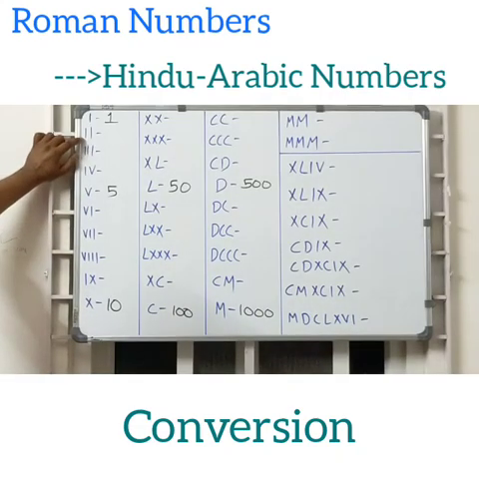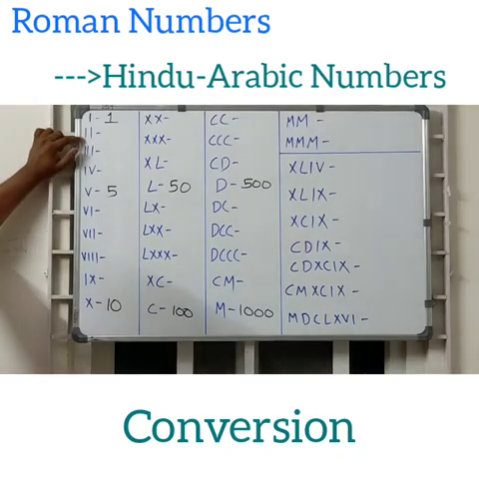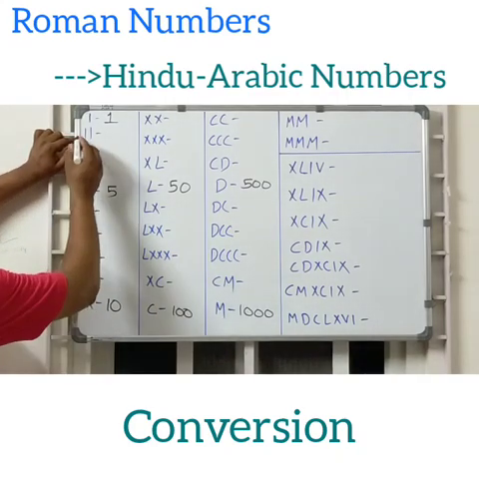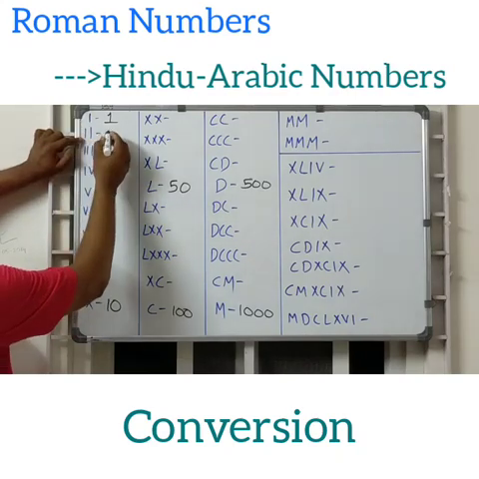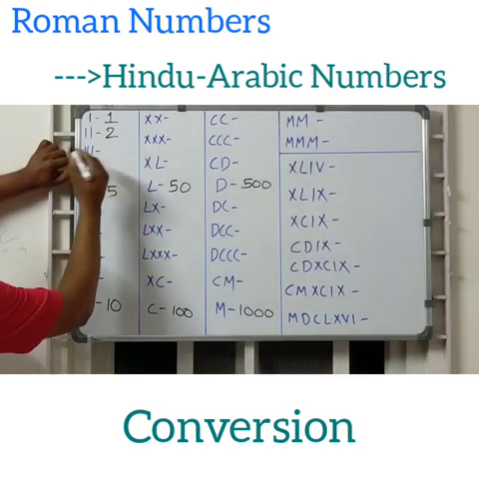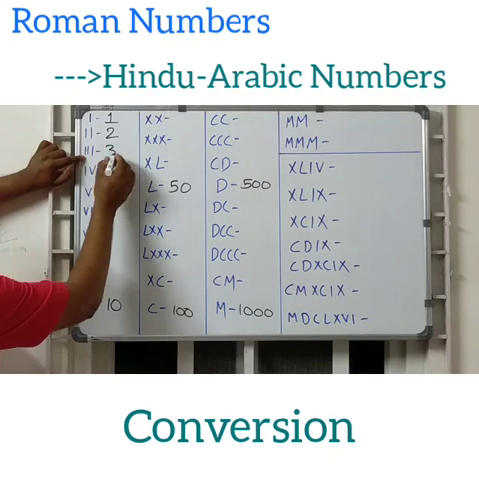Okay, friends? So first one. This is a repetition. I is repeated 2 times, friends. What to do? Add. So 1 plus 1, its value will be 2. Here it is repeated 3 times. Repetition, add. So 1 plus 1 plus 1, 3.